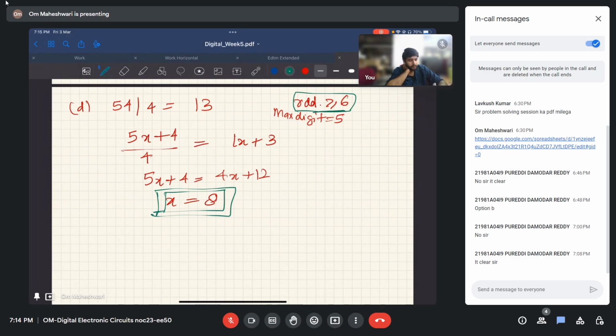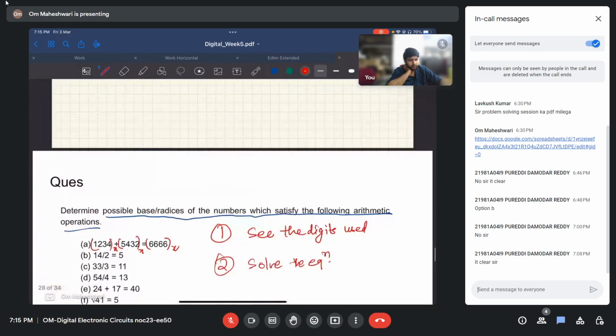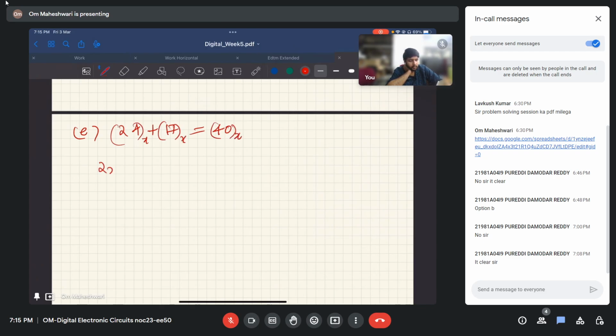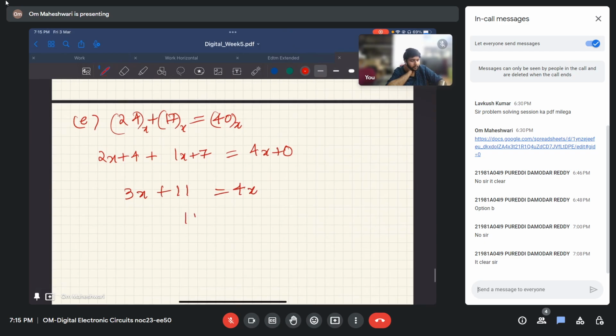One more part. 24 plus 17 is 14. Part E is 24 plus 17 equals 40, all in base x. So 2x plus 4 plus 1x plus 7 equals 4x plus 0. So we have 3x plus 7 plus 4, which is 11, equals 4x. So 11 equals x, so x is 11. That is clear from here.